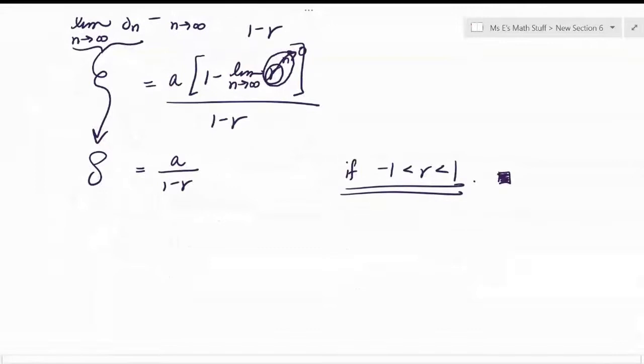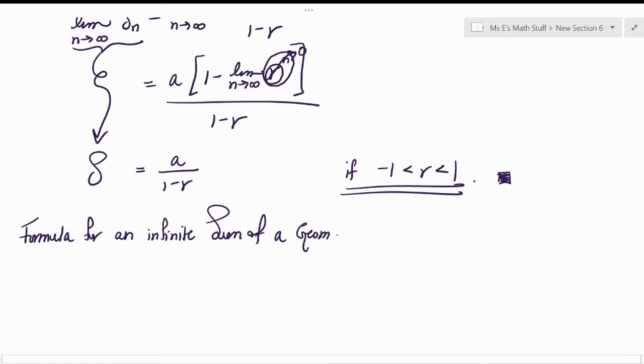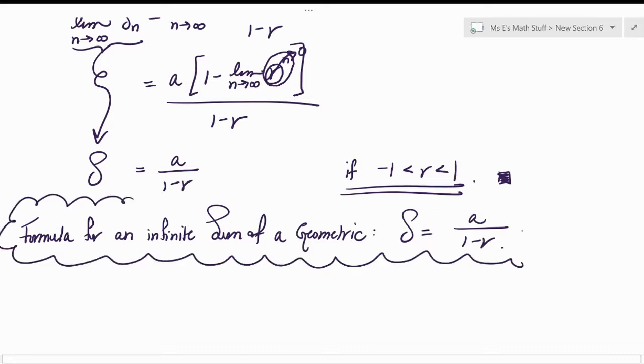Let's make sure we make this official. So this is the formula for an infinite sum of a geometric. And it's just your first term over 1 minus your common ratio. Let's put a memorization cloud around that. Oh, but it only works if your common ratio is between -1 and 1.